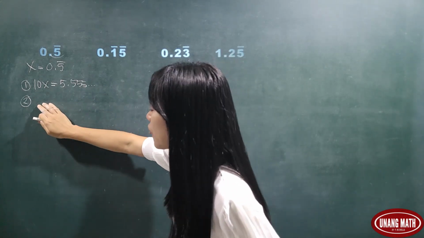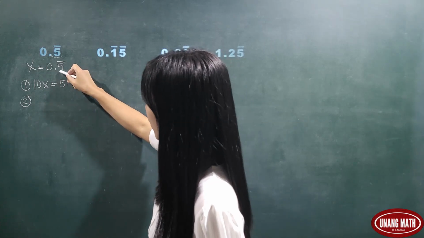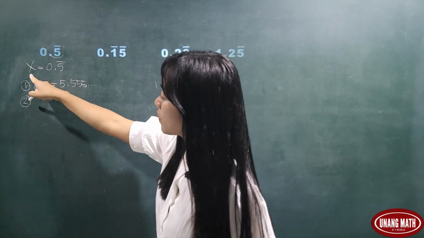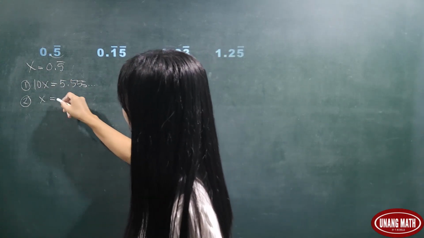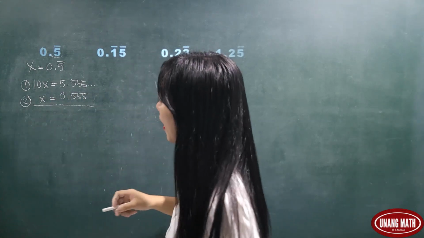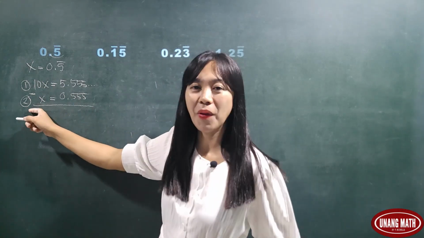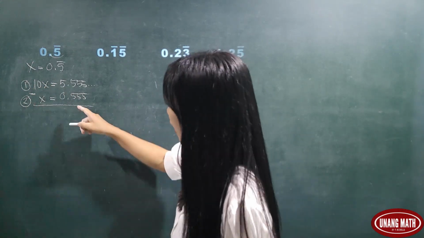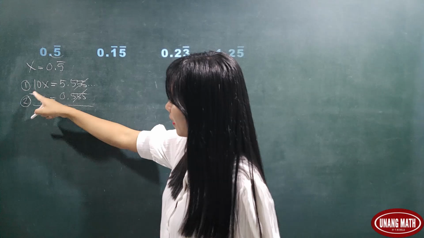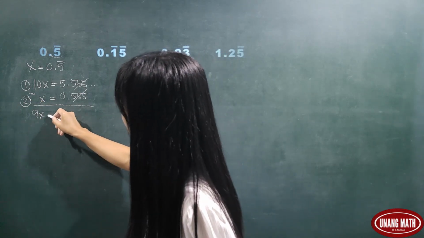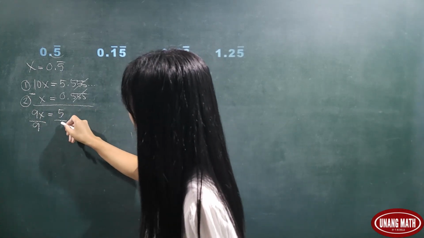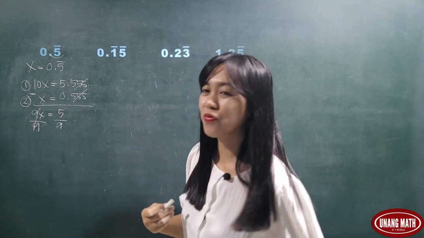For our second equation, remember our aim is to eliminate or remove the repeating digit. So for our second equation, we have to put the repeating digit on the right side of the decimal point. So that means we will just copy this equation. So x is equal to 0.555 repeating. Okay, now subtract the second equation from the first equation. So we can now remove these repeating digits. So 10x minus x, this is 9x, and 5 minus 0 is 5. Divide both sides by 9, so x is 5 over 9.